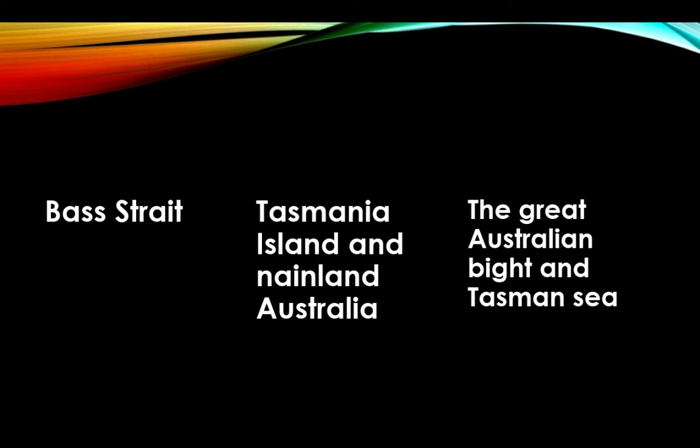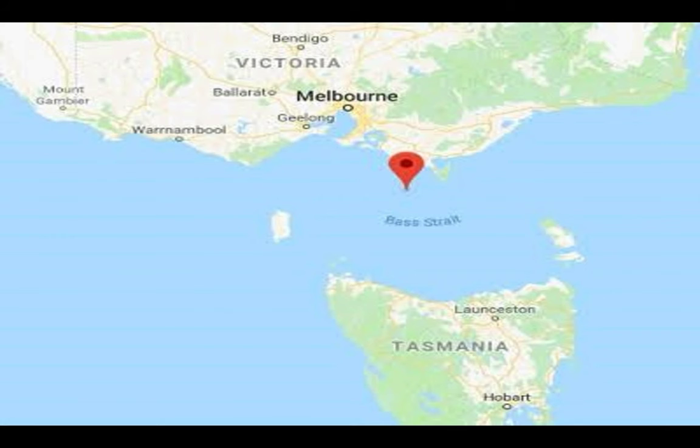Now let's see next strait, which is Bass Strait. Tasmania Islands and mainland Australia are the two land masses, whereas the water bodies are Great Australian Bight and Tasman Sea. In the map we can see in the north we have Australia, whereas in the south we have Tasmania.